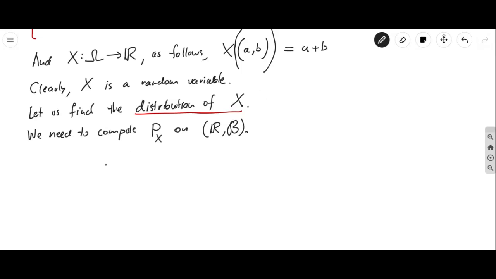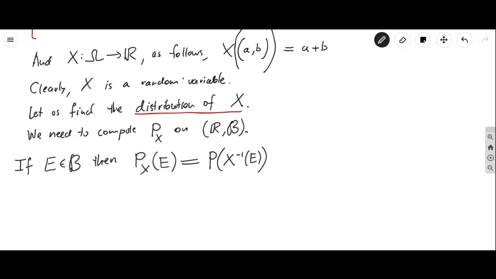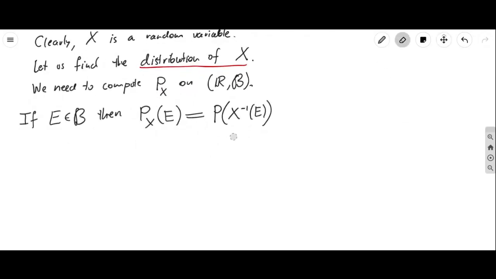Well, here's what we can observe. If E is a Borel set, then P_X applied to E is equal to, and this is by definition how the push forward measure is defined, the original probability measure applied to its inverse image. Okay, that's what you do. You have to pull it back. And now we're going to make an observation.